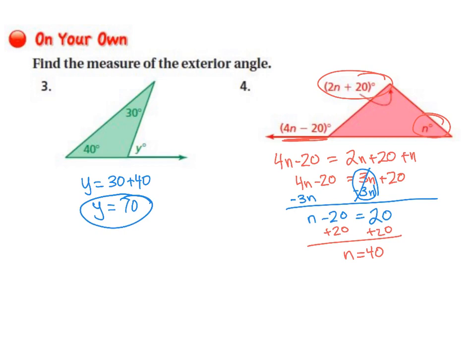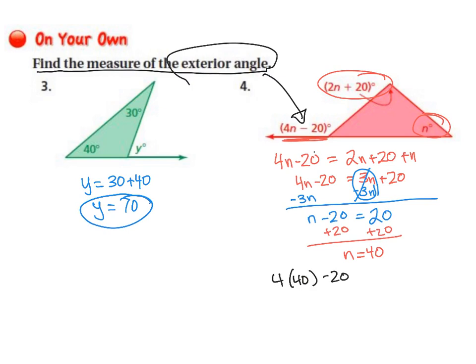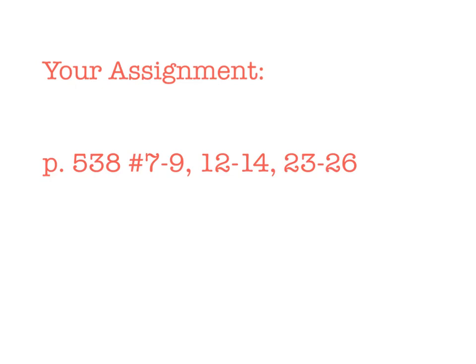Here's the really tricky part. Remember the directions, it says find the measure of the exterior angle, and our exterior angle isn't just n, it's 4n, which is 40, minus 20, so that becomes 160 minus 20, or 140 degrees. And if you take a look at that angle, it certainly doesn't seem like a 40-degree angle. It's much bigger than that. That's 140 degrees.